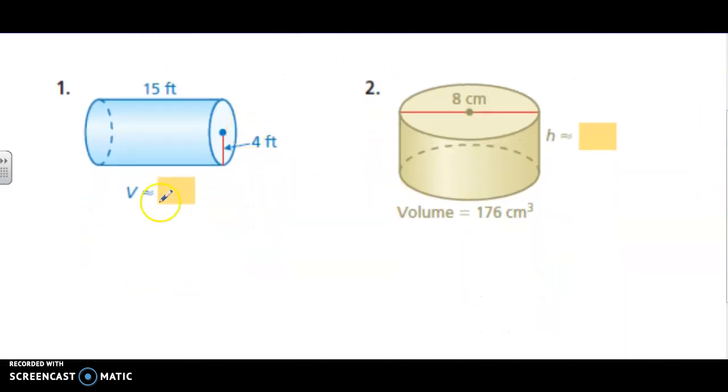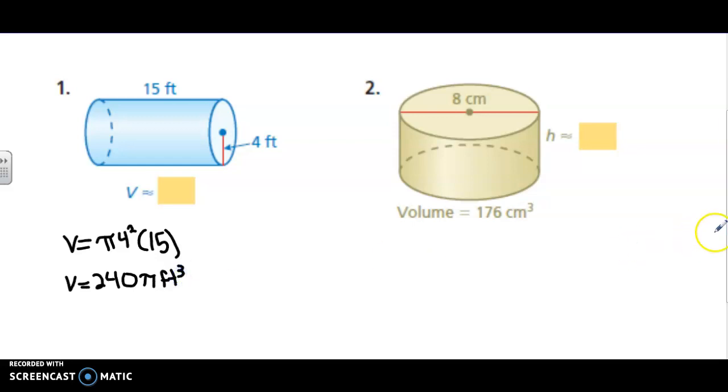Alright, for number 1, we have volume equals pi r squared, so pi times 4 squared times the height, which is 15. So that means the volume is equal to pi times 4 squared, which is 16, times 15, which is 240. So I have the volume equals, I'm going to write the number first, 240 pi. And again, this is what's called in terms of pi. So 240 pi feet cubed.